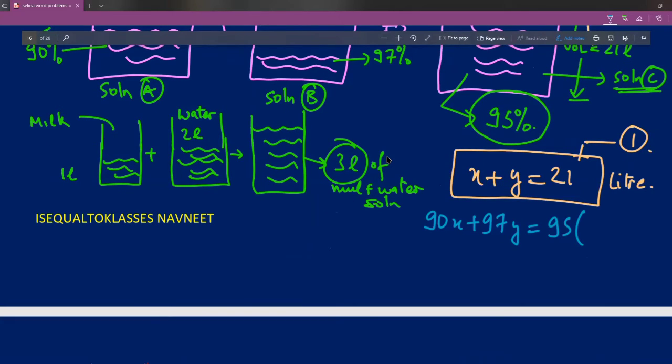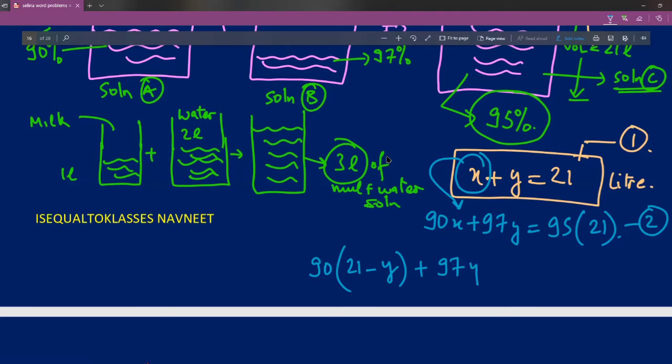This is the equation number 2, and the simplest way of solving these two equations is to take the value of x and put it here. So this is how it will look: 90 into (21 minus y) plus 97y is equal to 95 into 21. Try to solve this.